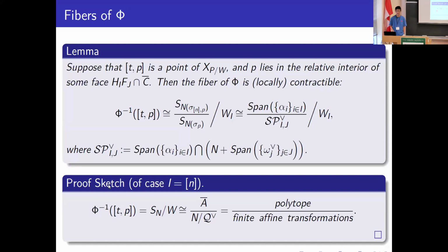So in this case, the fiber TP is just Sm mod W. And we observe on the level of tangent space, it's just this quotient. The top thing is the closed alcove, and the bottom thing is the co-weight lattice over the co-root lattice. I didn't give their definitions, but here is the fact that the top thing is a polytope, and the bottom thing is a finite group of affine transformations. And for this quotient, it is easy to show that it is contractible and locally contractible. So that finishes the proof.